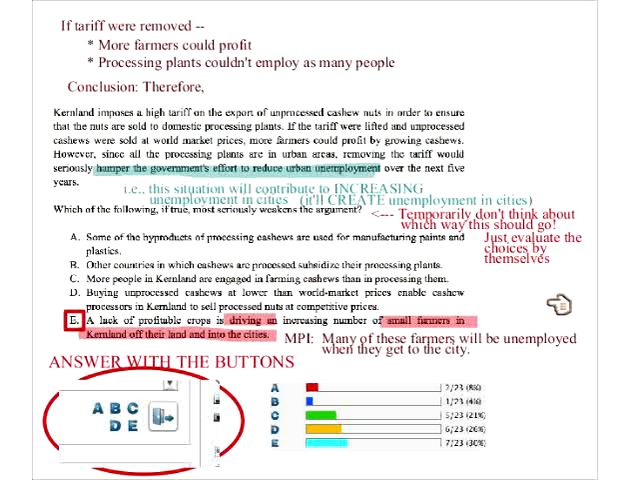The other way you could think about it is this. If this is true, then removing the tariff means more farmers could make a profit, which would mean fewer of them will drift into the cities, according to choice E.